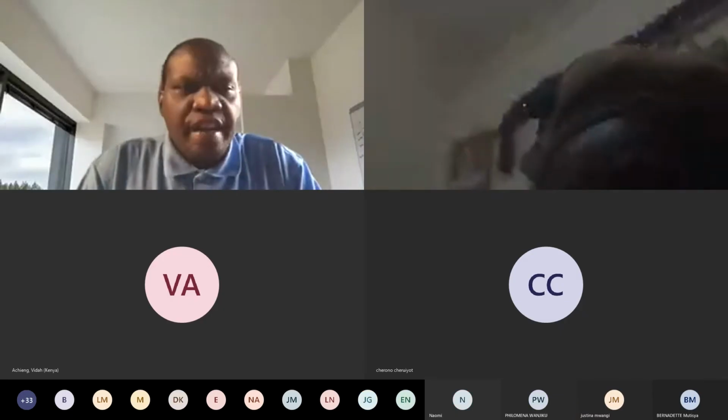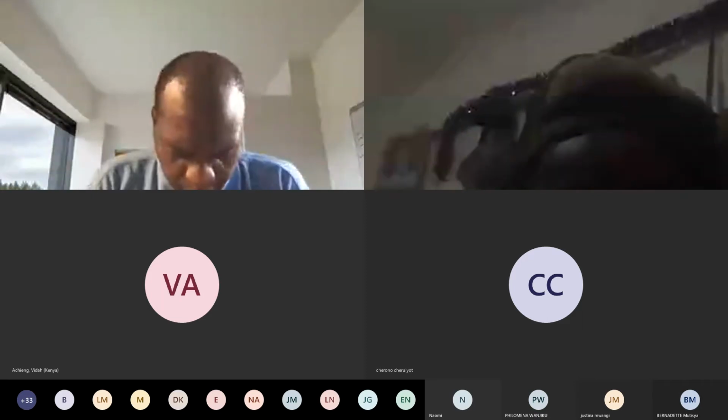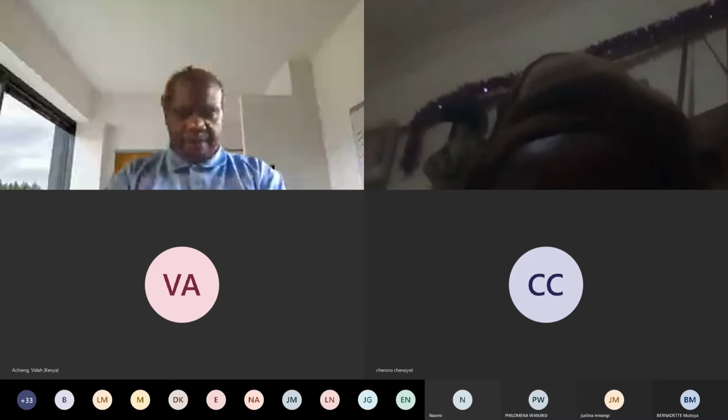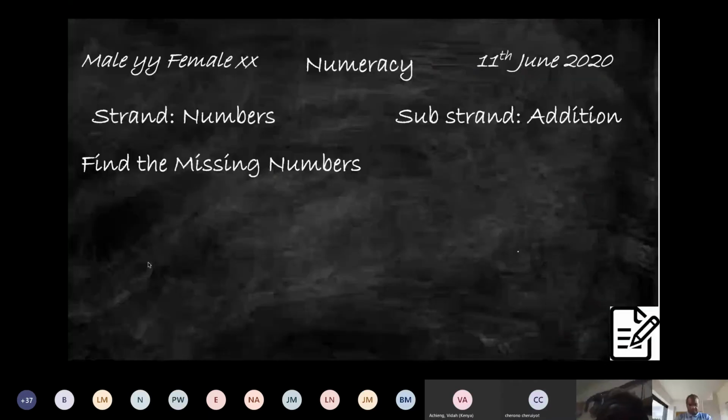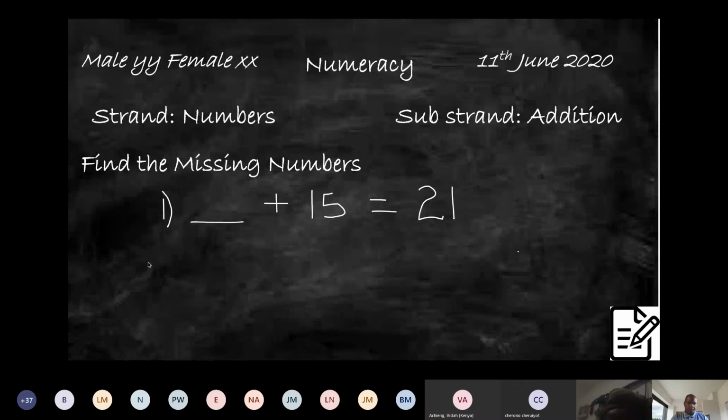So we are supposed to fill in the missing numbers. So look at the board, which is loading, and then we fill out the missing numbers in these particular questions that we have been given. So there is a dash plus 15. Dash plus 15 is equal to 21. Can you write the answer in the chat? Write the answer in the chat.